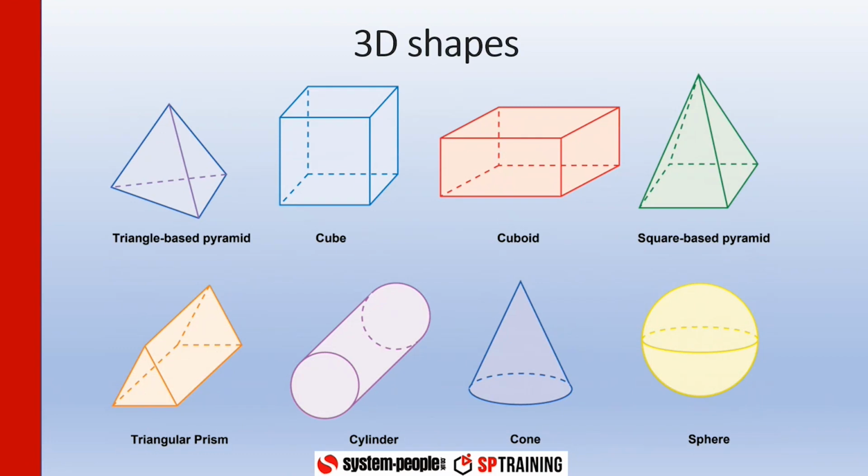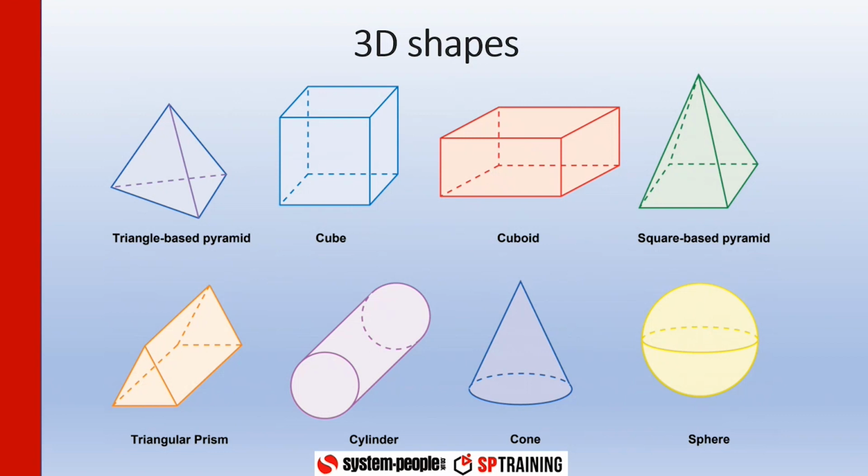We've got a triangle based pyramid. It's a pyramid just with a triangle bottom on it. We've got a cube where all the faces are exactly the same. They're all squares. A cuboid can be made up of rectangles and squares, but the 6 faces. You've got a square based pyramid. Again, instead of the triangle base, it's got a square base.